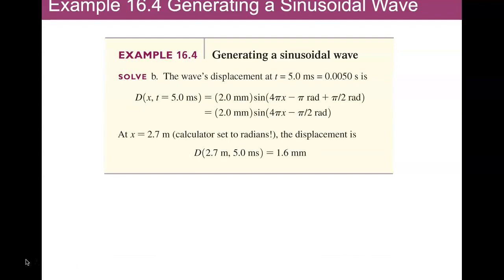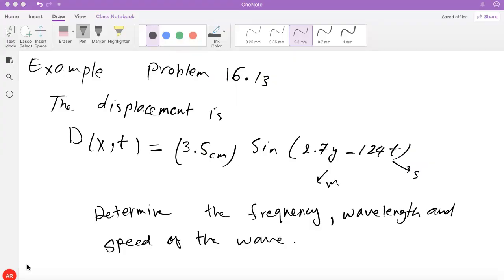Okay, let's do one more example. So this is problem 1613, problem number 13 of chapter 16. It says the displacement for a wave traveling to the right is given by this equation.